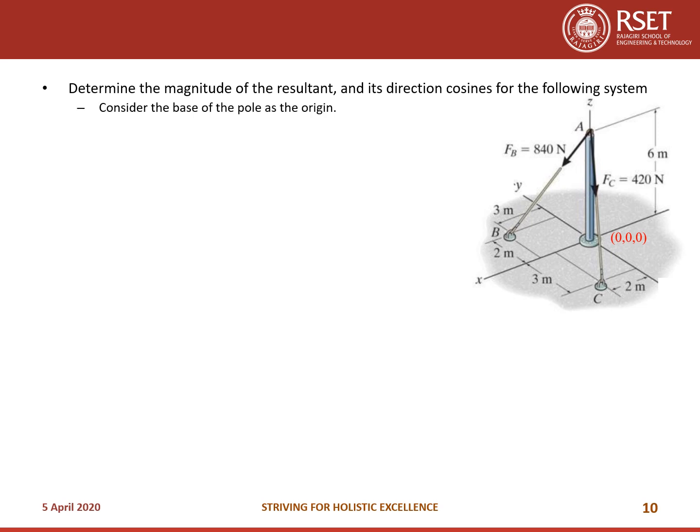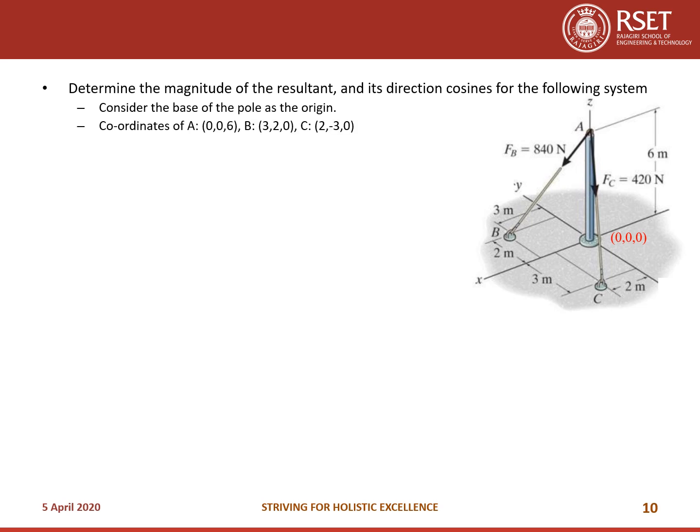So I am considering the base of the pole as the origin, and I am trying to come up with the coordinates of the points A, B and C. So you can see there are two forces, FC and FB. FC is along the rope AC, and FB is along the rope AB. So once you get the coordinates of B, C and A, you can calculate the position vectors of AB and AC, from where you can calculate the force vectors. So first thing is to try to get the coordinates of A.